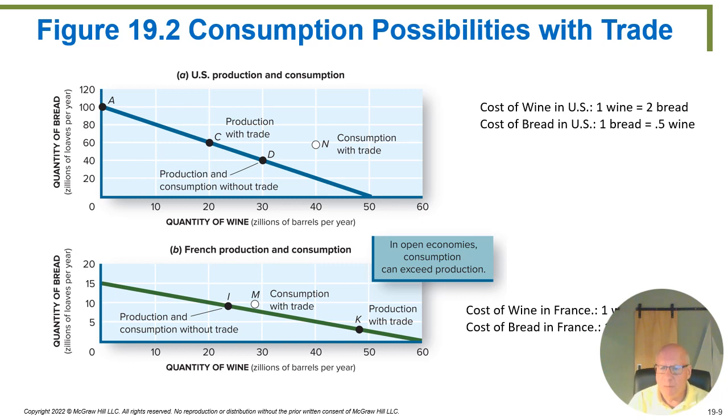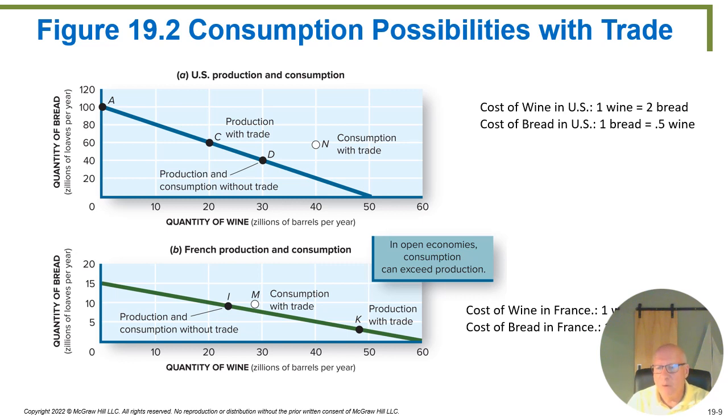So given those numbers, if 1 unit of wine costs 2 units of bread in the US, but 1 unit of wine costs 4 units of bread in France, what should France be producing? Should they be producing bread, or should the US be producing the bread? Well, it should be pretty obvious, right? We should be producing way more bread in the US and cut back on wine production, and in France, do the exact opposite. Cut back on bread production and increase wine production.